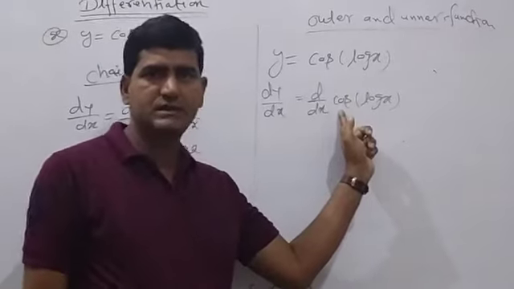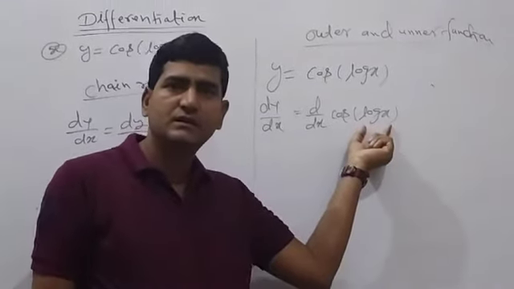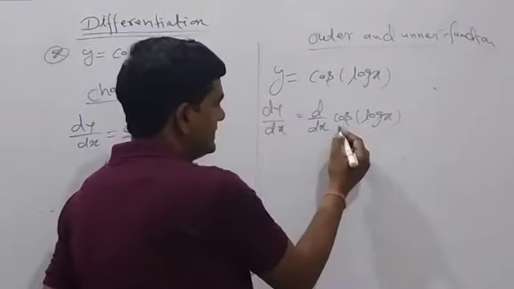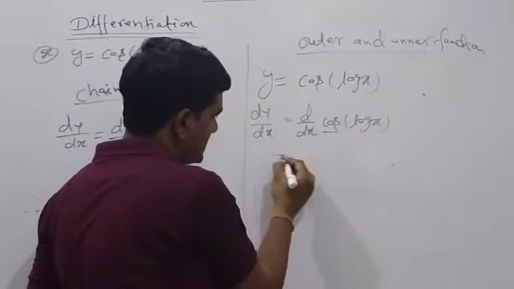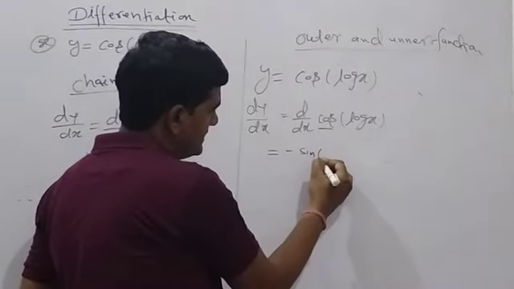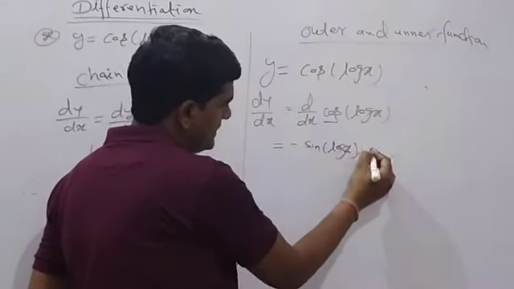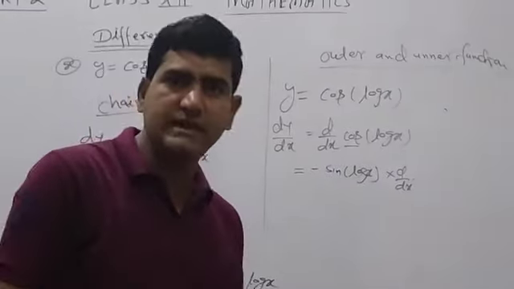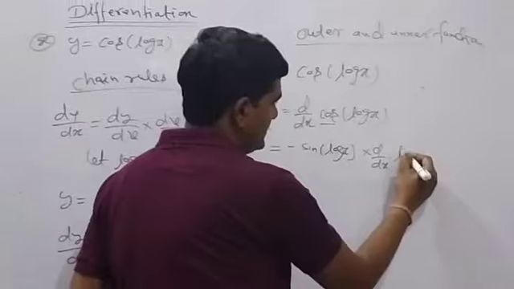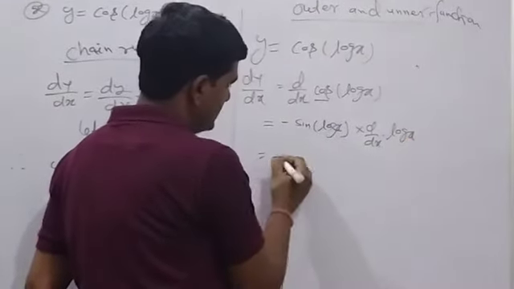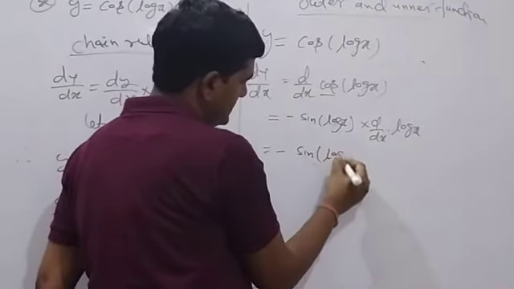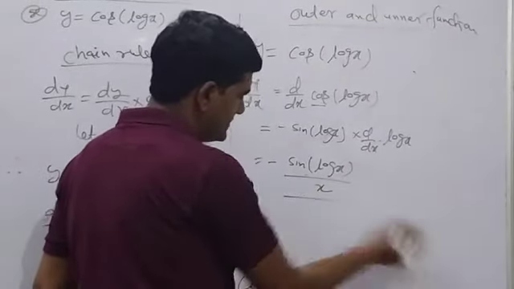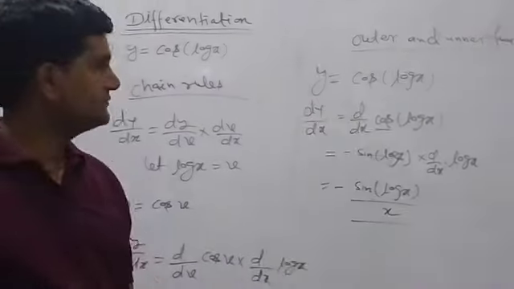Cos x is the outer function, and all the remaining part, whether one term or more, is the inner function. Then the derivative of cos means minus sin of log of x, into d by dx of the inner function. Inner means log of x. So here it is minus sin of log of x, and the differentiation of log x means 1 by x. Now this is the answer. Very simple it is.